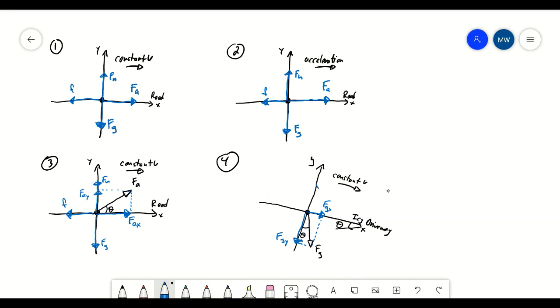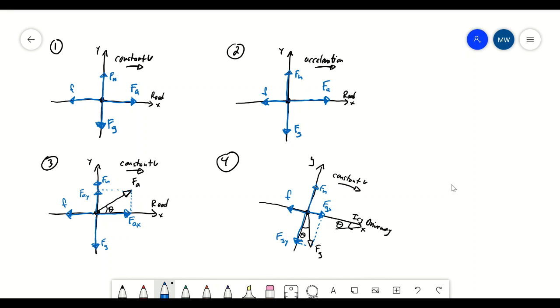We still have a normal force supporting. Notice that the normal force is still perpendicular to our surface. It just happens to be pointing at an angle because we're not on a flat level surface anymore. And we're sliding down at a constant velocity. So I know that there is a frictional force that opposes but also matches that.